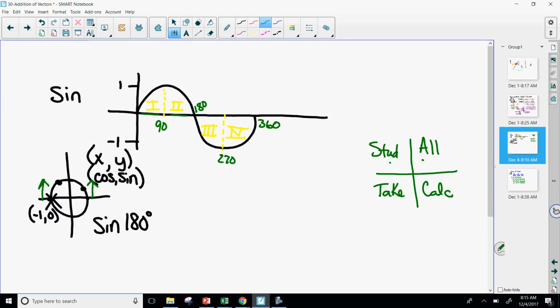I'll wait till you copy it down and I'll draw the cosine one up here. I should do it on another screen, but we'll do it here.